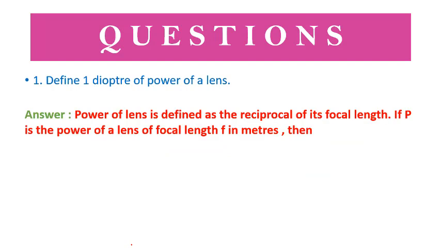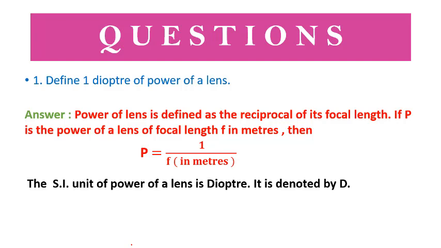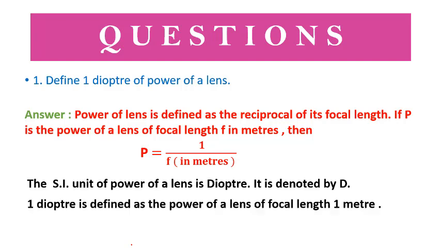Power of a lens is defined as the reciprocal of its focal length. If P is the power of a lens of focal length f in meters, then P equals 1 by f, and f will be in meters. The SI unit of power of a lens is diopter. It is denoted by D. One diopter is defined as the power of a lens of focal length 1 meter. Therefore, 1 D equals 1 per meter.